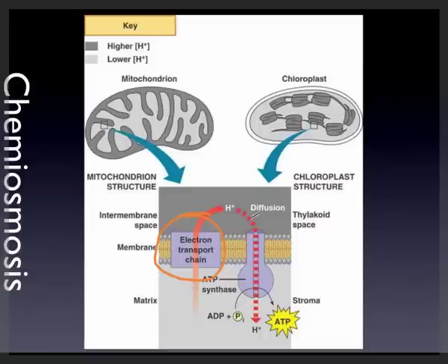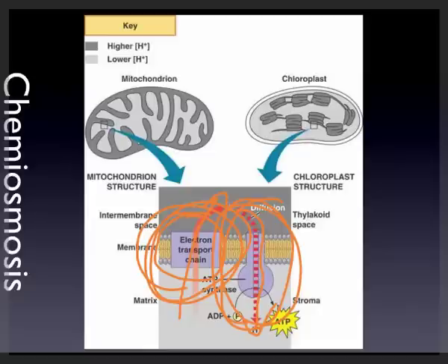That process of the electron transport chain moving hydrogen ions in and then allowing these hydrogen ions to flow back out through ATP synthase, we call those two reactions the electron transport chain, that's over here, and this part would be called chemiosmosis when the hydrogen ions go flowing back out.